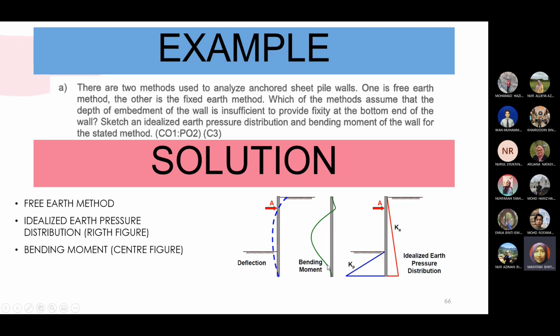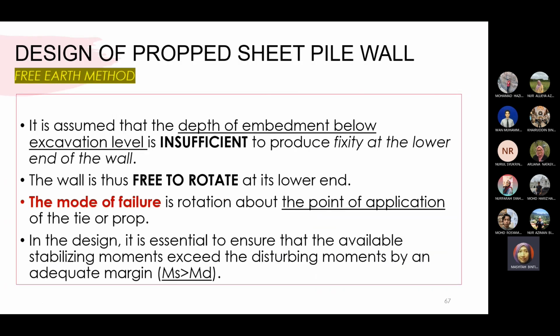Kemudian bila you draw dia punya bending moment, dia supposed to be like this. And then the idealized pressure diagram where the active is back of the wall and the passive pressure diagram is in front of the wall. So kalau tengok quite easy lah because yang ni adalah theoretical. But when you go to the calculations, there's a thing yang you kena tengok semula lah.